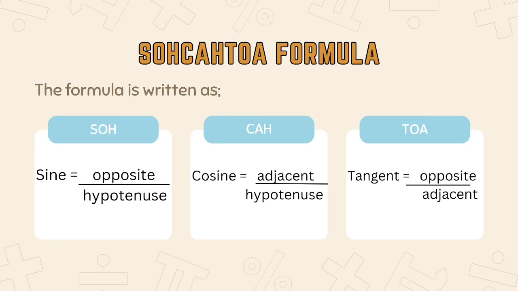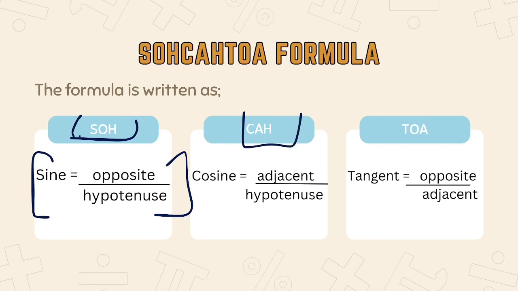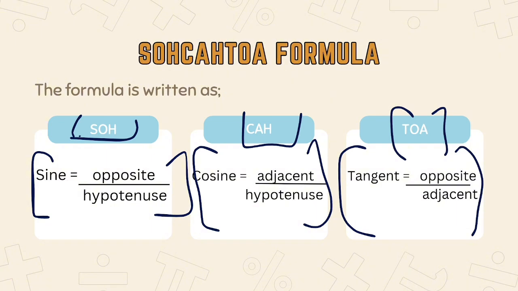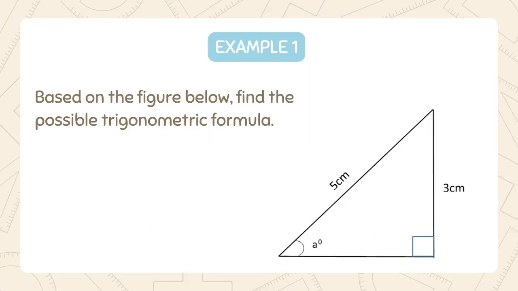So this is the formula breakdown. SOH stands for the formula sine equals opposite over hypotenuse. Then CAH, this is the formula cosine equals adjacent over hypotenuse. And TOA, this is the formula tangent equals opposite over adjacent.